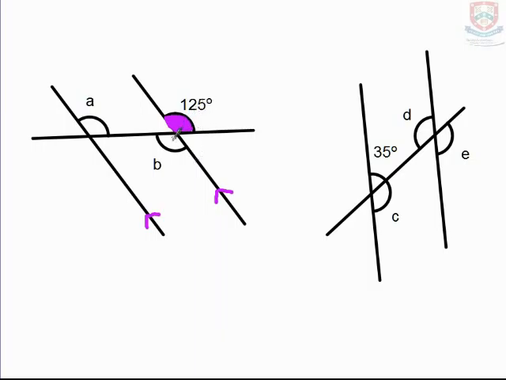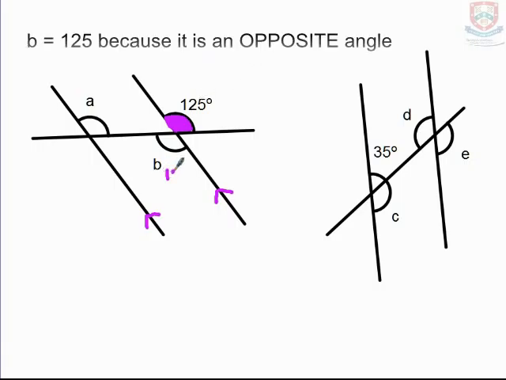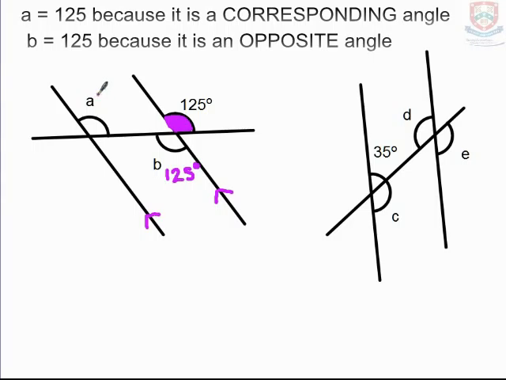Well, B is a very easy one. It's opposite 125. These two lines create a cross, so therefore we know that B is 125 degrees also. Now 125 degrees is at the top right of this cross. We also have another angle A at the top right of another cross. Therefore, because it's on the same diagram, the same set of parallel lines, this must also be 125 degrees.